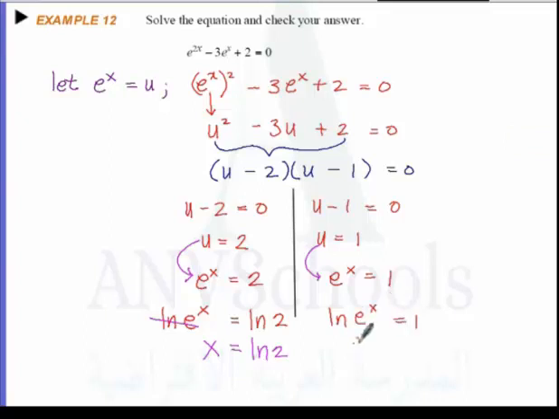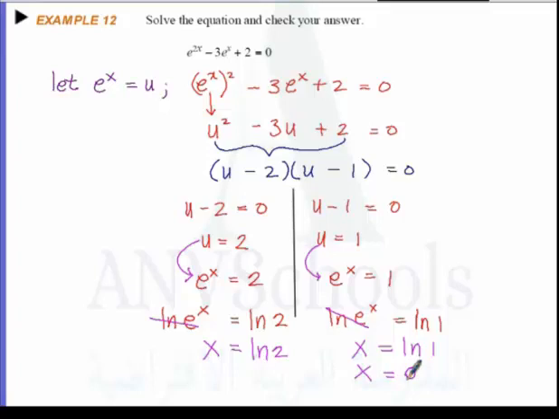I'm sorry, that's not equal to 1. It's ln of 1. Okay. So this form here will just give me x is equal to ln of 1. And x is equal to ln of 1 is equal to 0.